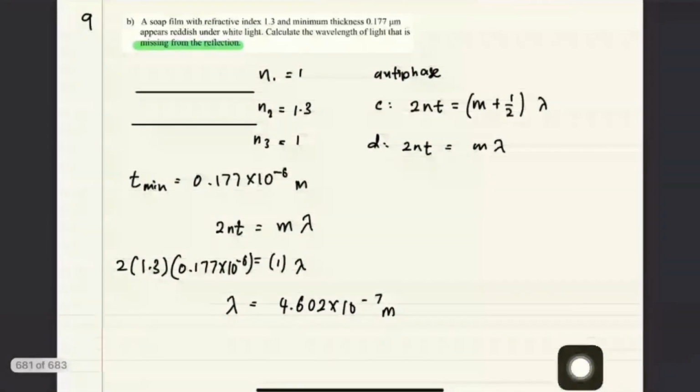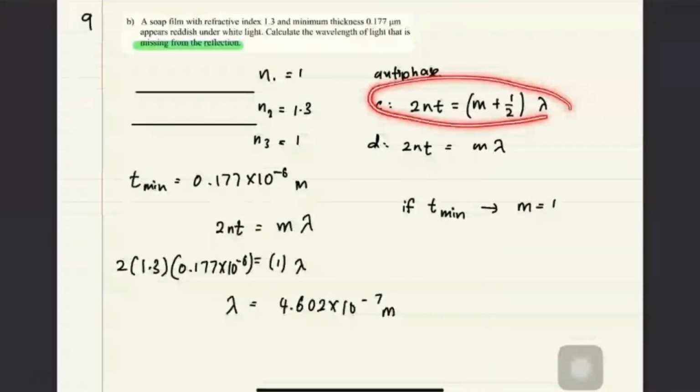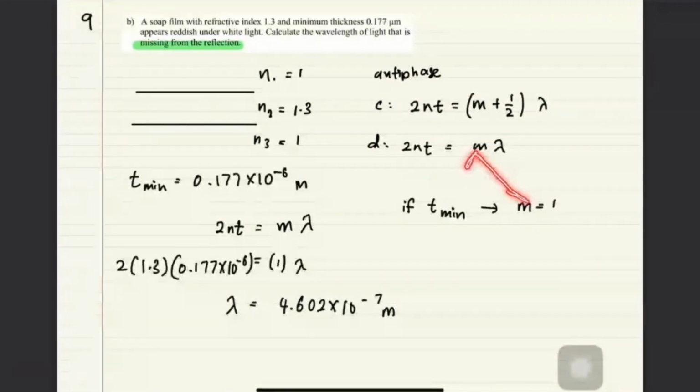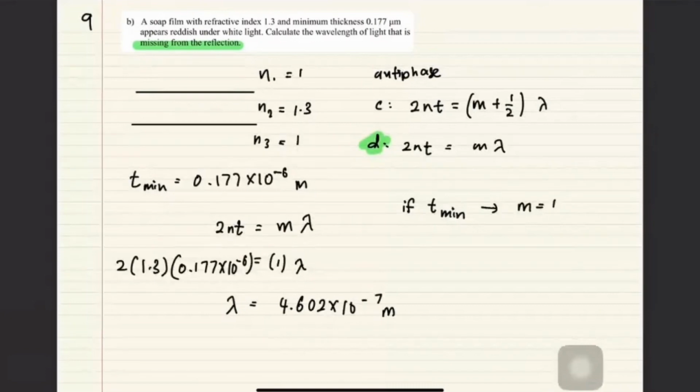So if T is minimum, that means M is equals to 1. Okay. Kalau kamu pakai equation yang ni, kan, the minimum M you can substitute adalah 0. Tapi kalau kamu pakai equation ni, the minimum M that you can substitute is 1. Dia masuk 1 lah. Okay. Any question? Tak ada saya.